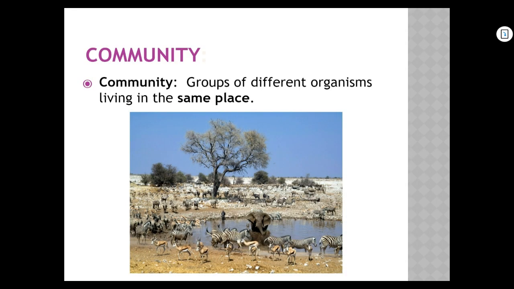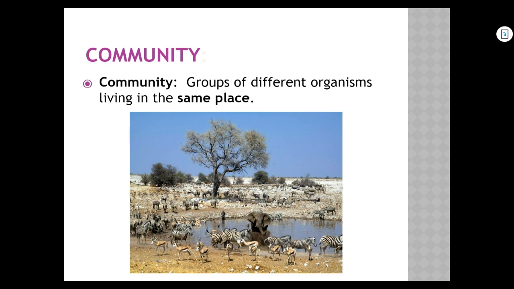A community is a group of different organisms living in the same place. Right, so you can see right here, there's elephant and zebra, and it looks like gazelles, maybe I think is what those are called. And then there might be like some frogs in the water, things like that. And so groups are different organisms living in the same place. You also see trees and bushes and things like that.